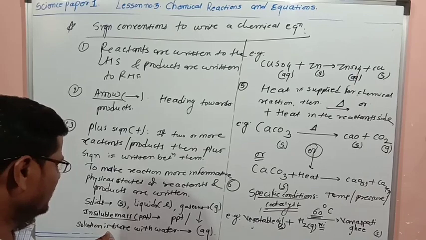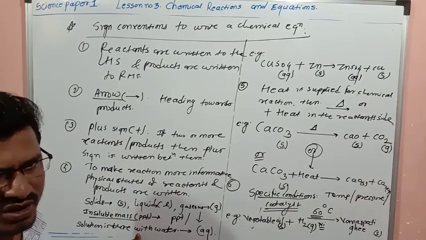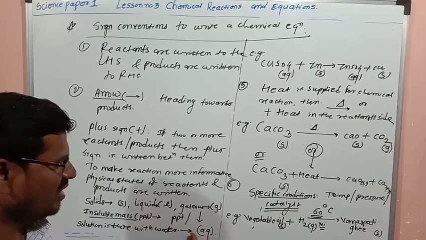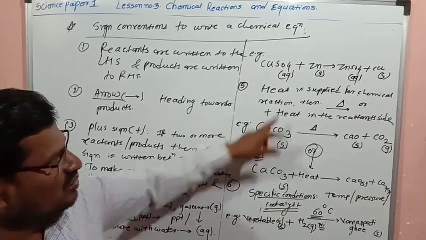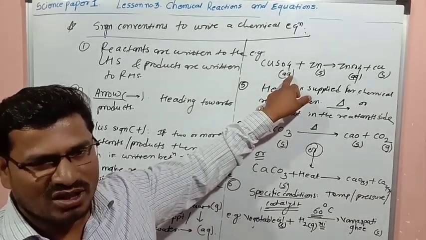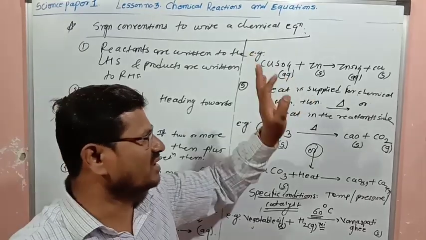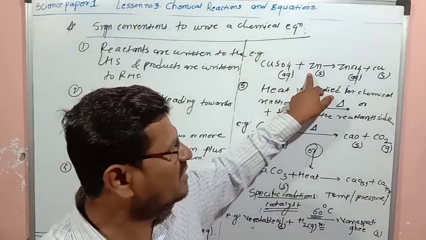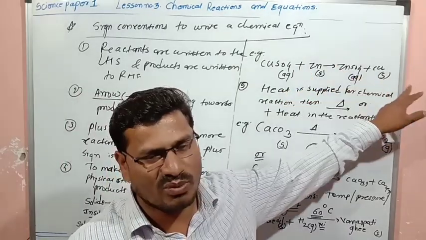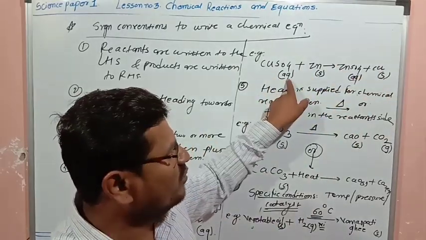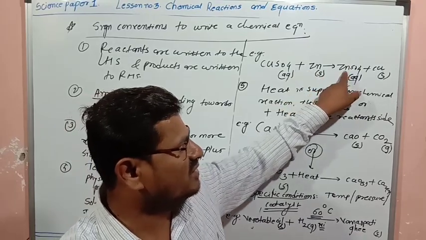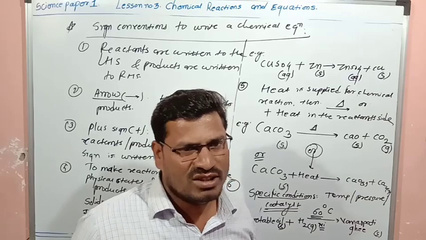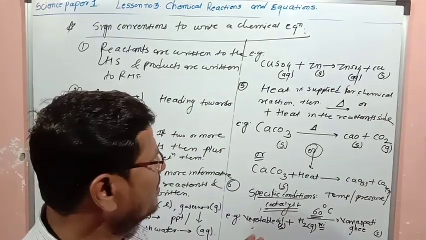And if the solution is in water, if that reactant or product is dissolved in water, then you have to write AQ to the right of that particular chemical formula, downside. So for example, we have taken copper sulfate plus zinc dust, it gives ZnSO4 plus Cu. Copper sulfate is aqueous, zinc is solid, zinc sulfate is aqueous, and the copper is solid state. So in this way we have written the physical states.